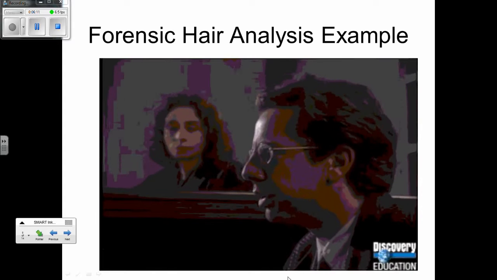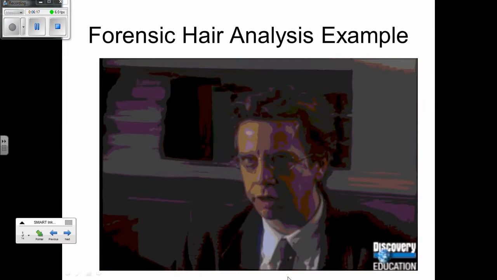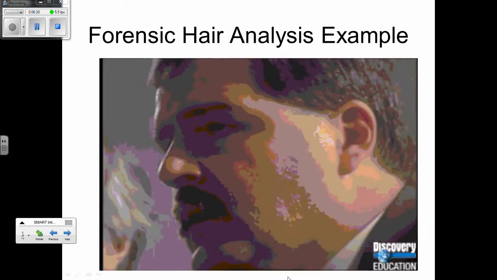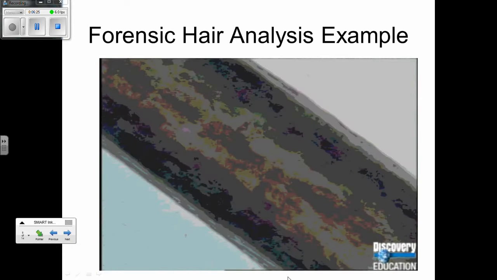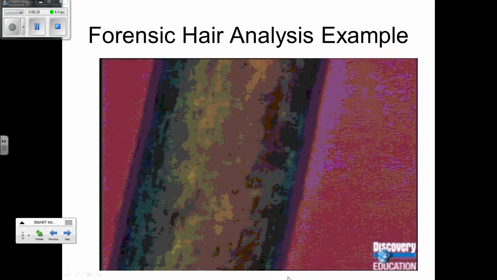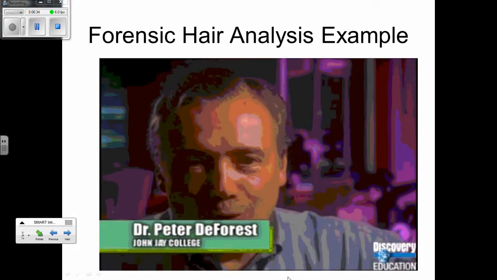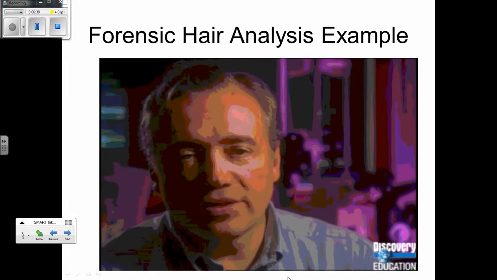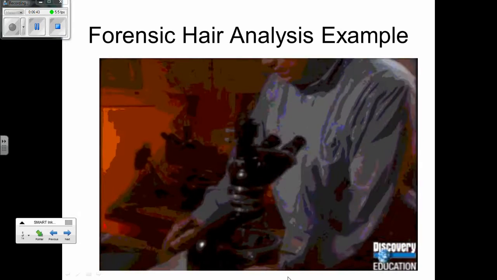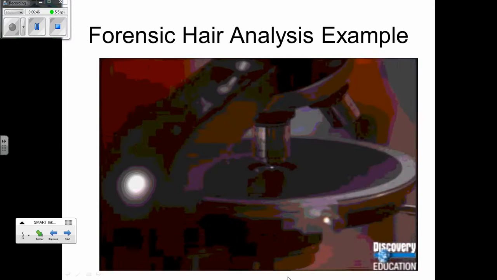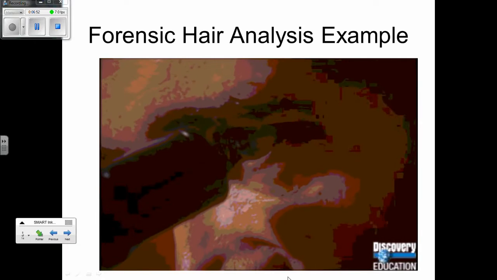The forensic scientist testified that the hairs found on the victim were most likely consistent with the suspect's. But they couldn't be sure the hairs were his. Hairs simply aren't distinctive enough to be linked to an individual. Dr. Peter DeForest is one of the world's leading authorities on the forensic analysis of hair. He was called in to examine the hair from the crime scene and prepare a report.